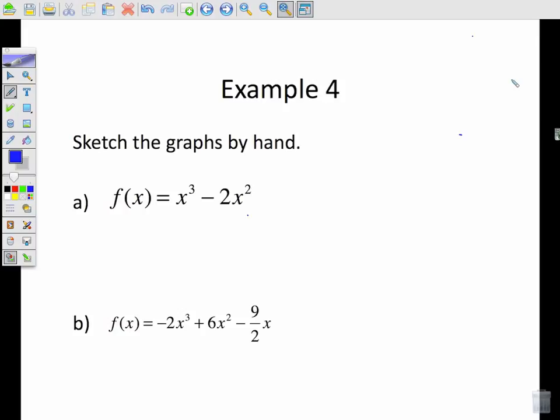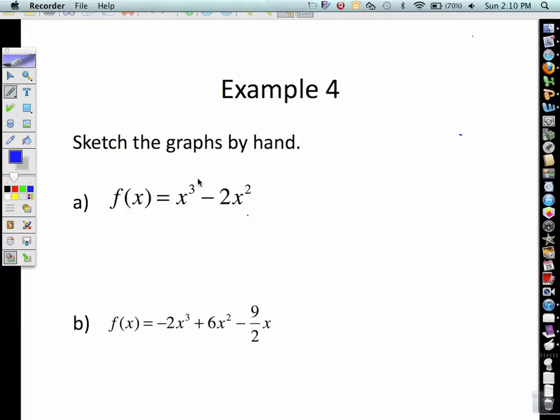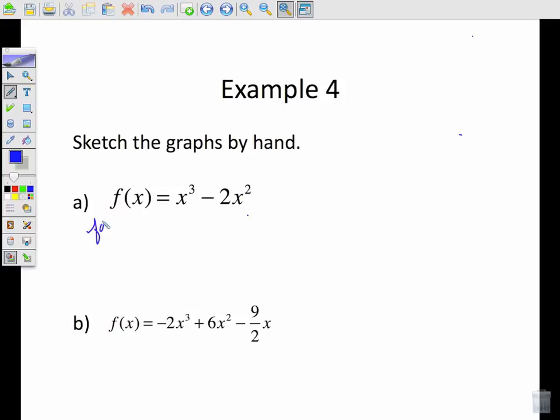So here's what we're going to do. First of all, I'm going to go ahead and list what we know about this function, or about the behaviors. I look at my degree is 3, my leading coefficient is 1, so I know this is going to fall left, and it's going to rise to the right. All right, so there's the behavior, or the leading coefficient test.